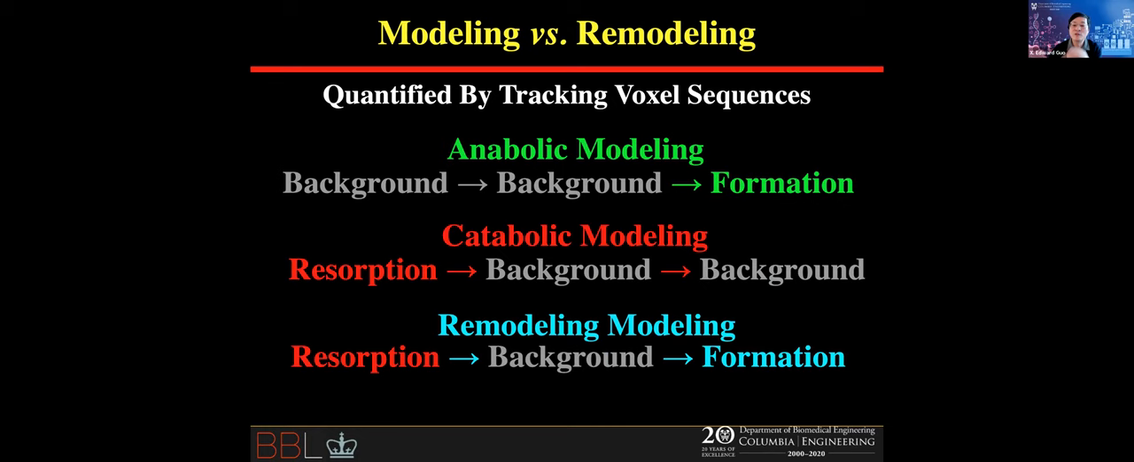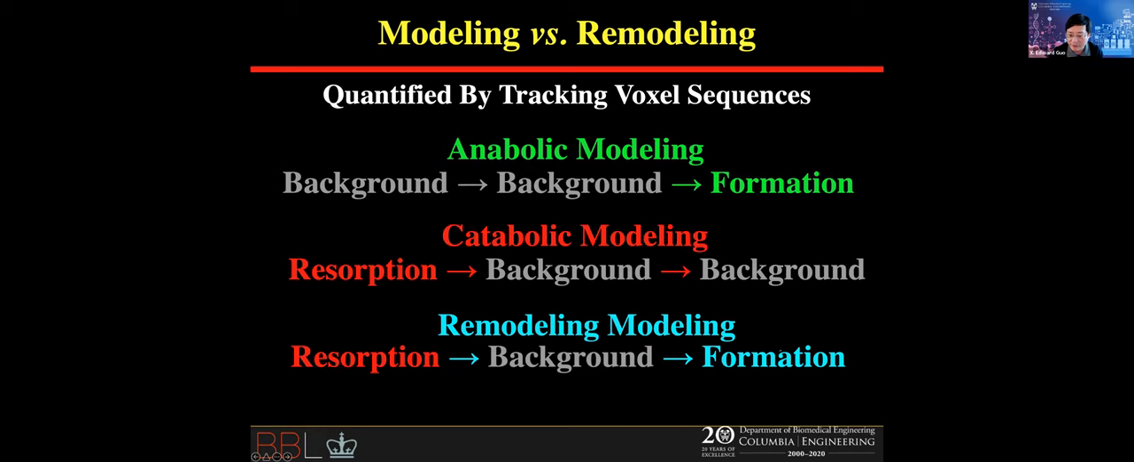Because you can track every week, by tracking the bone voxels over 3 weeks, you can define what kind of bone event it is. If there was background and suddenly you have bone formation, that's anabolic modeling, because you're adding bone from nowhere. If you have resorption and it becomes background, and in the third week it's still background, it's gone. That's catabolic modeling. Another one is if we see resorption in one week, where the background means it stopped, and then in the third week you have bone formation, that's remodeling.